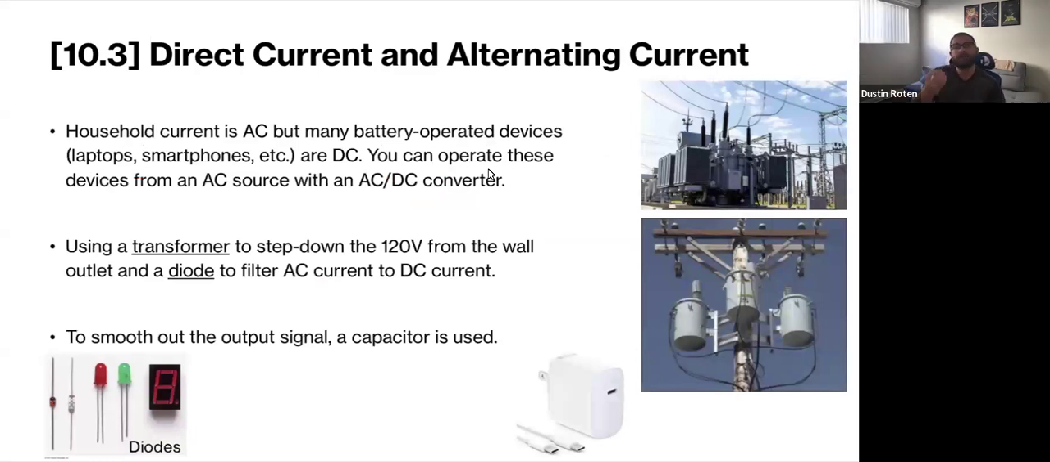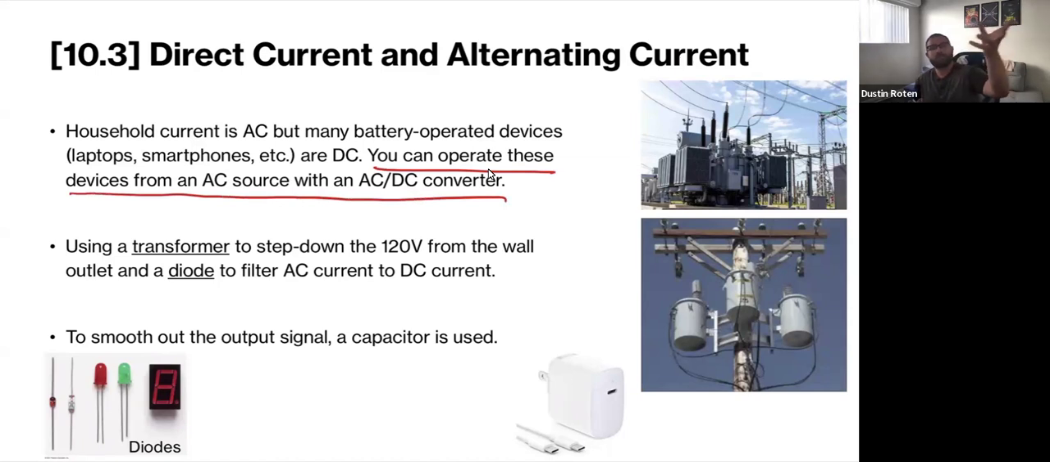Even though that household current is AC, a lot of battery operated devices, like your laptops, smartphones, things like that, a lot of those are actually DC. So you can essentially convert from a wall outlet plug, AC, down to DC, and that's exactly what you do when you plug in your laptop or your phone to charge it.